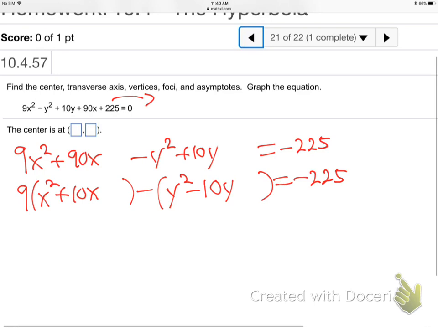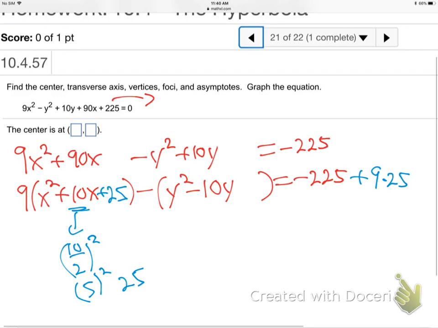So find the middle number. Use the middle number to find the completing number. You guys finding those completing numbers? Take the middle, over 2 squared. 5 squared, 25. Add 25, but when you add 25, it's really under the influence of a 9. So you got to actually add 9 times 25, 9 quarters, $2.25, right? To that side. That's convenient. That cancels the other 225, huh?